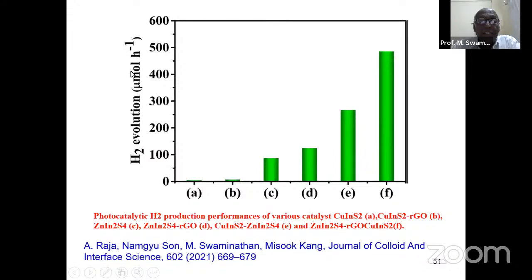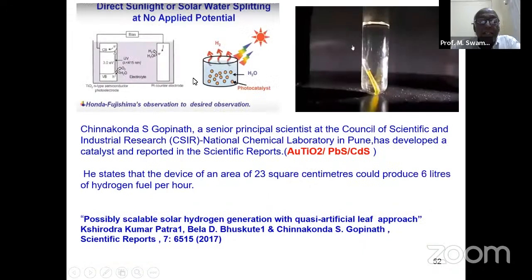You can see here, this is the Fujishima-Honda effect, whereas this is actually the desired observation. Here, if you have a photocatalyst, mix the photocatalyst in water, and the hydrogen evolution takes place. Similarly, this is a real example where on the slide he coated the catalyst and put it in the water, and there is an evolution of hydrogen. You can see there is an evolution. Actually, this is not only a photograph; you can see the evolution of hydrogen here. So the reported catalyst was gold TaO2, lead sulfide, and cadmium sulfide.